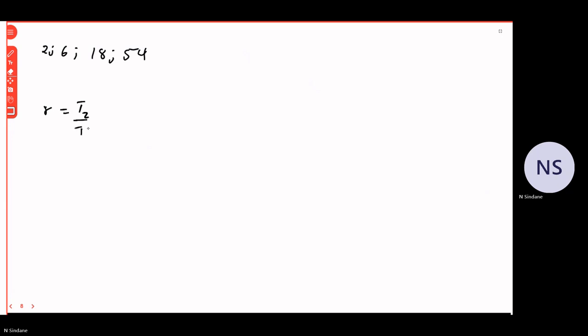Always make sure that this is really indeed a geometric pattern. So in this case, I have 6 divided by 2, this is equal to 3. Then I'll have 18 divided by 6, this is also 3. Then therefore you can see that the ratio is common in this case. Common ratio means that it is a geometric pattern.